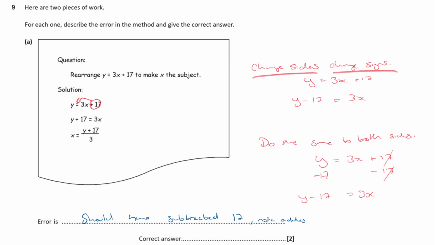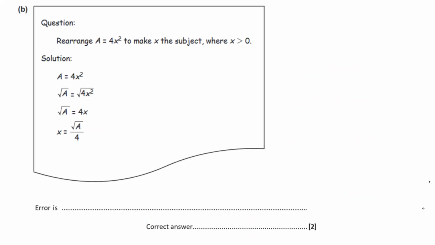Okay, so what is the correct answer? Well, we've done the first step here, so then if we divide both sides by 3 after that, that's going to leave me with y minus 17 over 3. So that's the true answer. x equals y minus 17 over 3. Okay, let's have a look at B then.